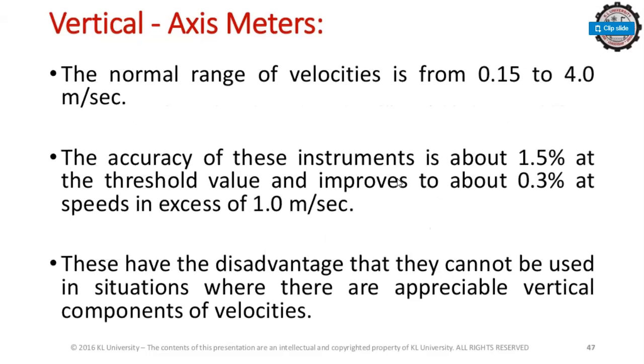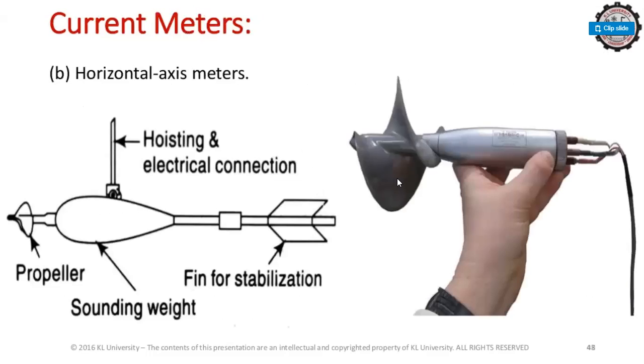The normal range of velocities is from 0.15 to 4.0 meters per second. The accuracy of these instruments is about 1.5% at the threshold value and improves to about 0.3% at speeds in excess of 1.0 meter per second. These have the disadvantage that they cannot be used in situations where there are appreciable vertical components of velocities.